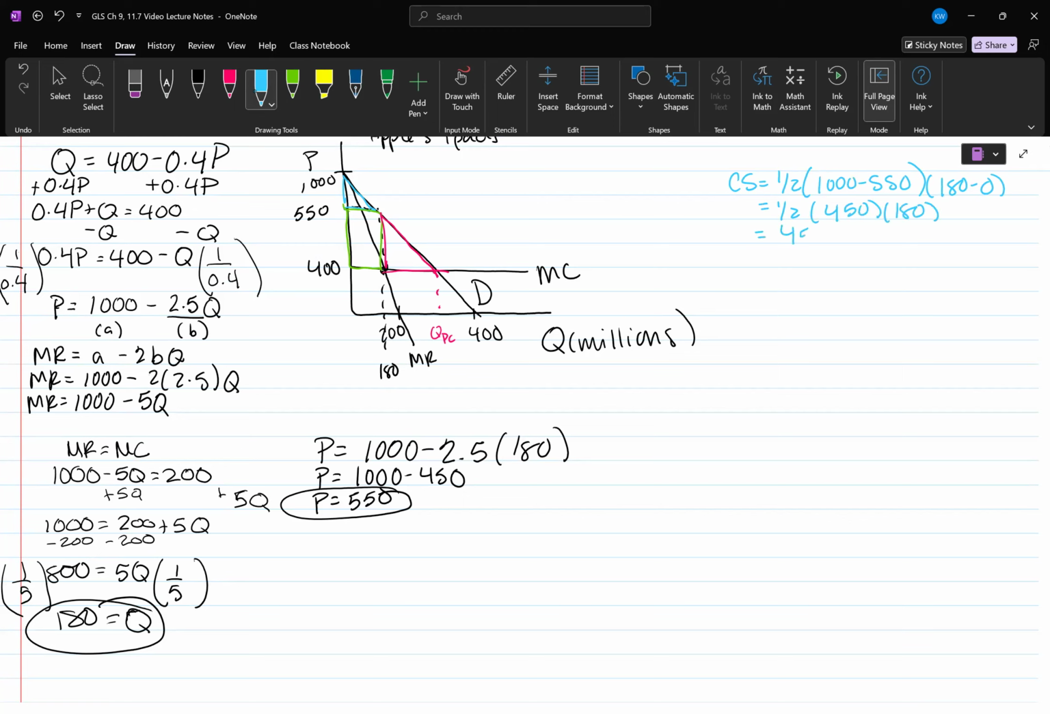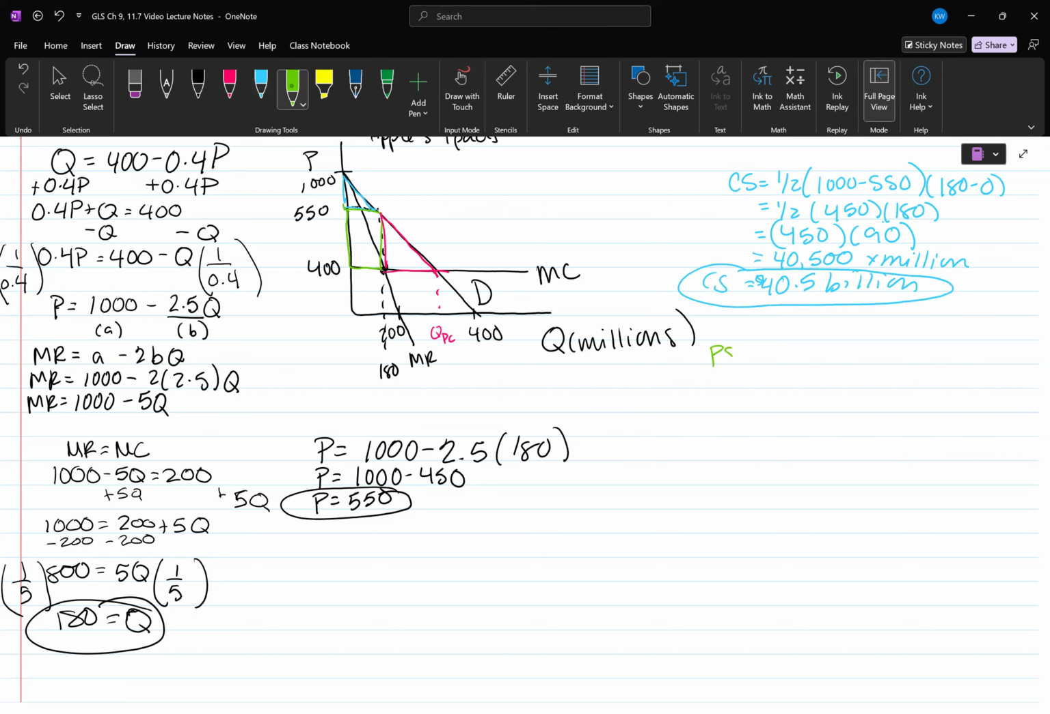That gives us 450 times 90. All right, and 450 times 90 is going to give us 40,500 times 1 million, since quantity is measured in millions. So we're going to get $40.5 billion for consumer surplus.